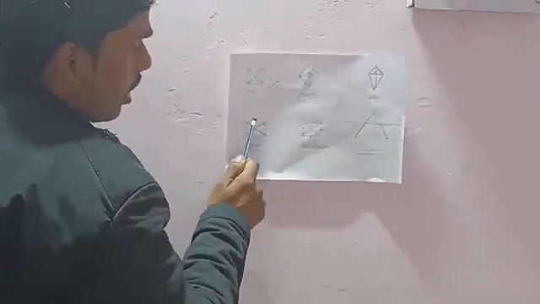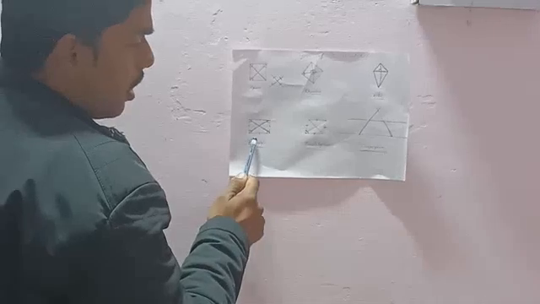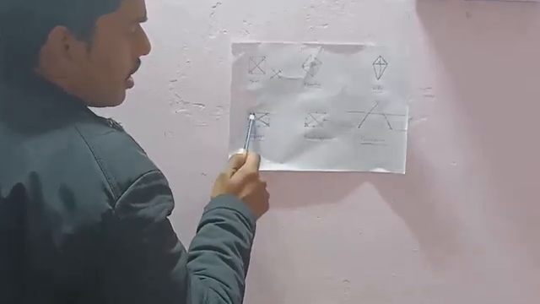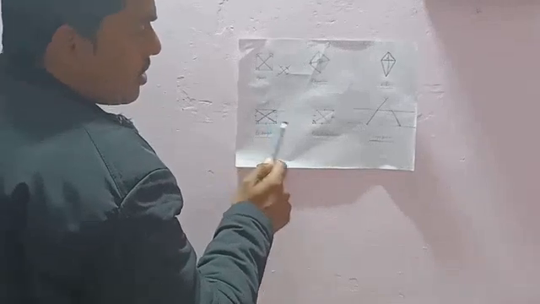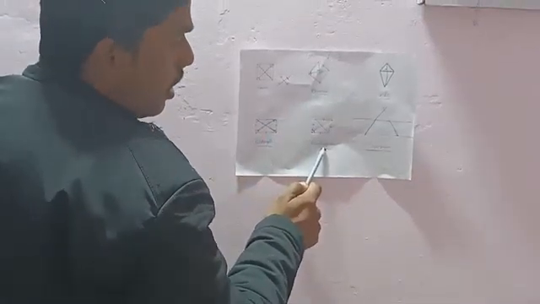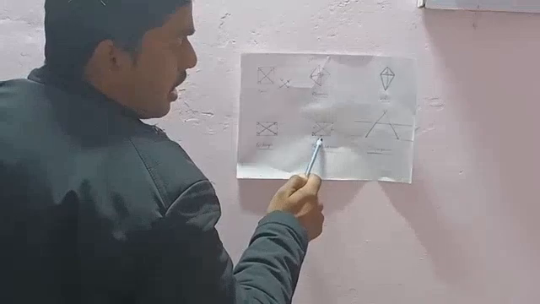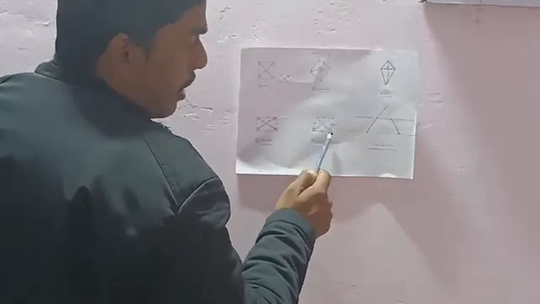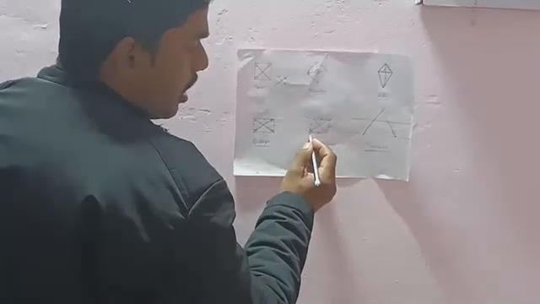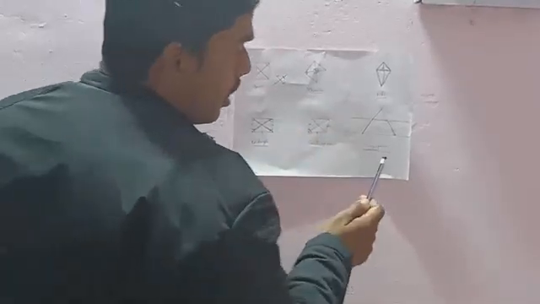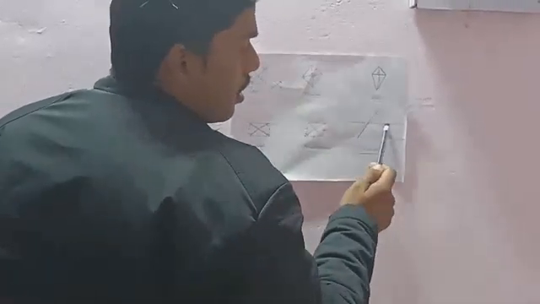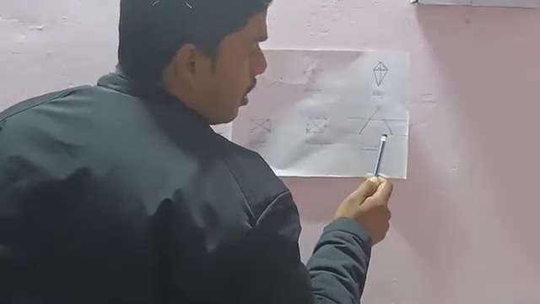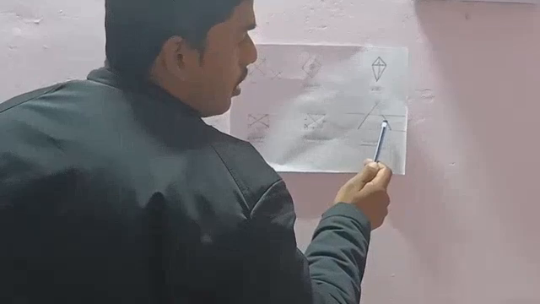In a rectangle, opposite sides are equal, adjacent angles are 90 degrees, and the diagonals bisect each other. In a parallelogram, opposite sides are equal and the diagonals bisect each other, but the adjacent angle is not 90 degrees. In a trapezium, one pair of opposite sides is parallel and the other is not parallel.